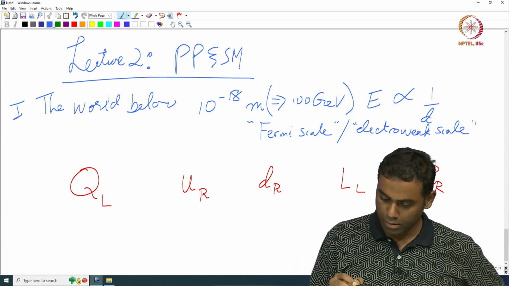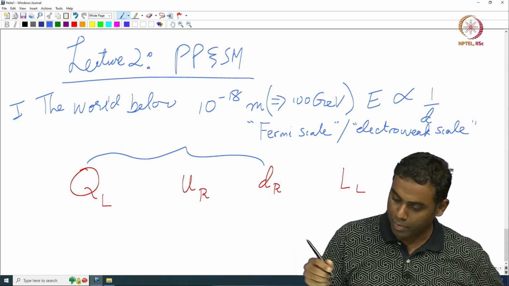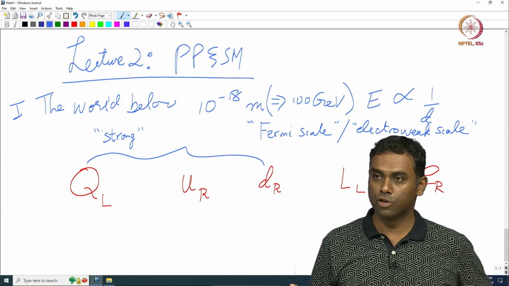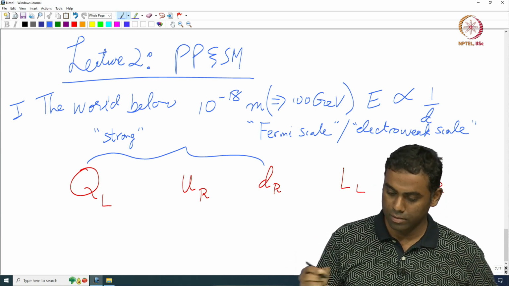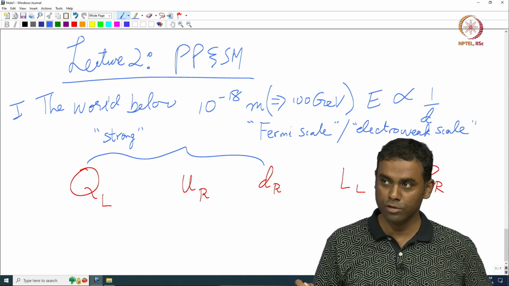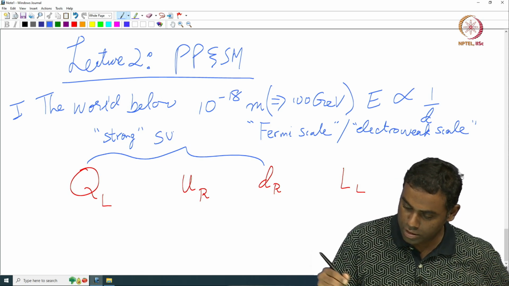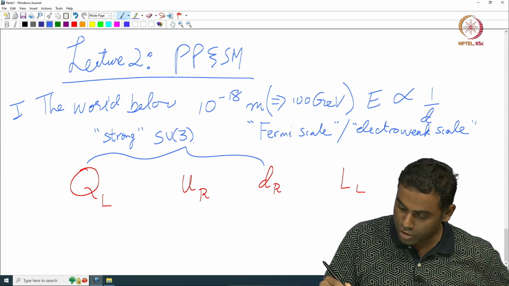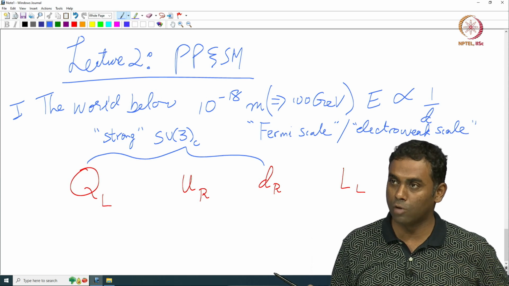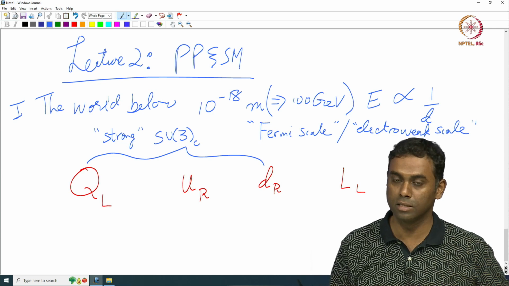Now these 3 participate in the strong force, the strong fundamental force, sometimes called the strong nuclear force, although it does not have to do with nuclear all the time. We will see in the course of this course that what we mean by strong is that these fields are invariant under transformations of a particular symmetry group called the SU3 group. The C subscript stands for color.